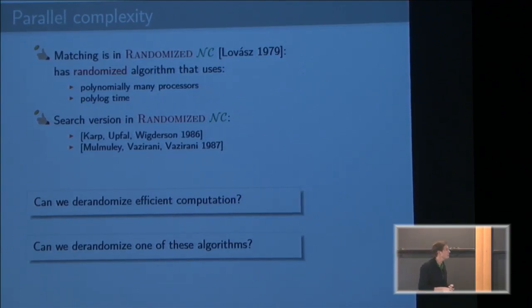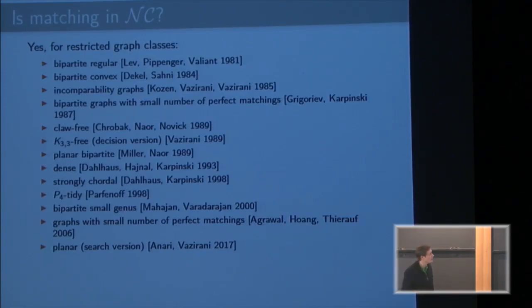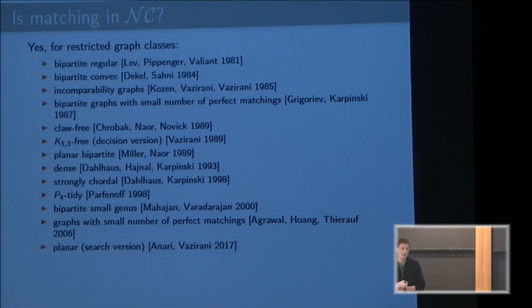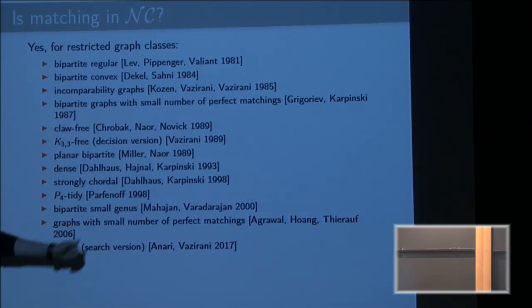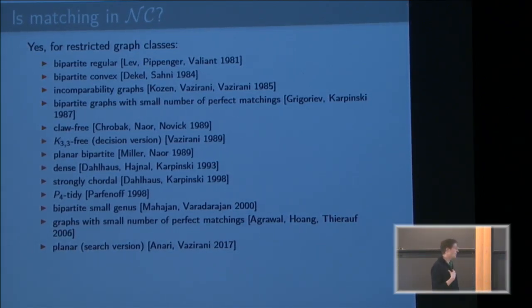So what is known? Even without de-randomizing these algorithms, for what kind of graph classes can we have a faster parallel algorithm for matchings? A lot is known. Don't read all this, but a lot of special graph classes have been solved. For planar graphs, for example, you can count, surprisingly. The decision version for planar graphs has been solved for quite a while, and last year or this year the search version was solved by Anari and Vazirani.